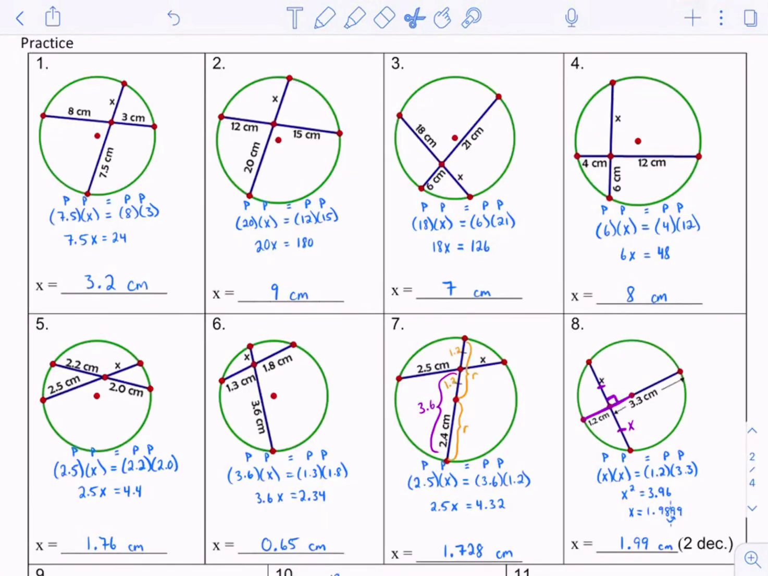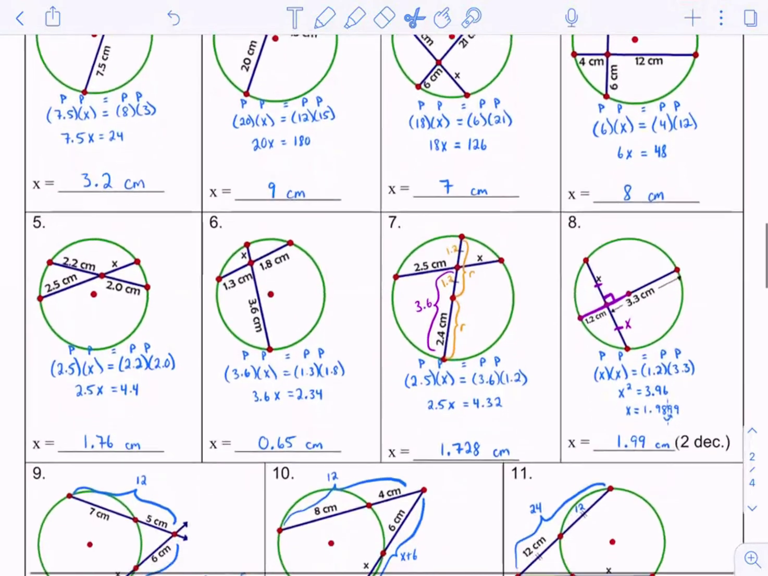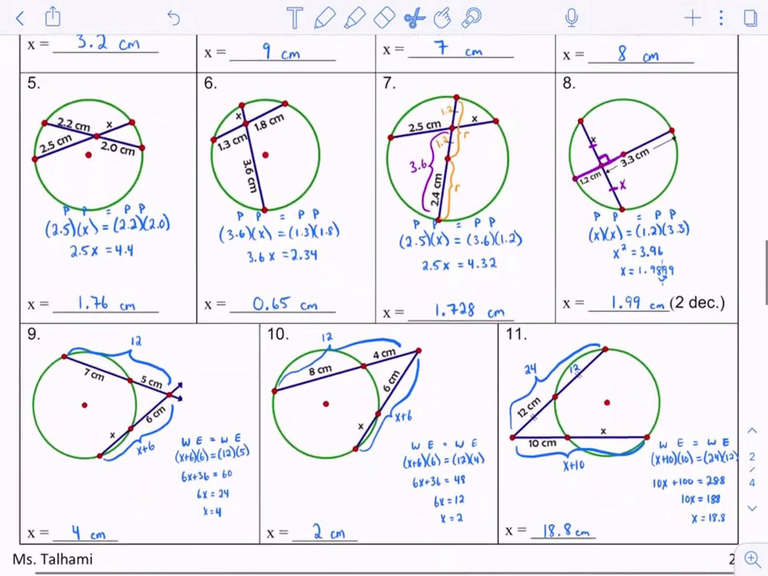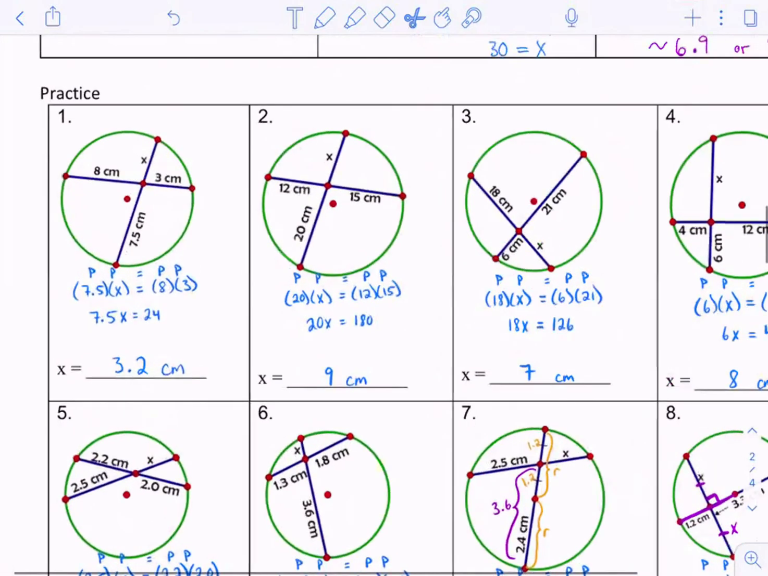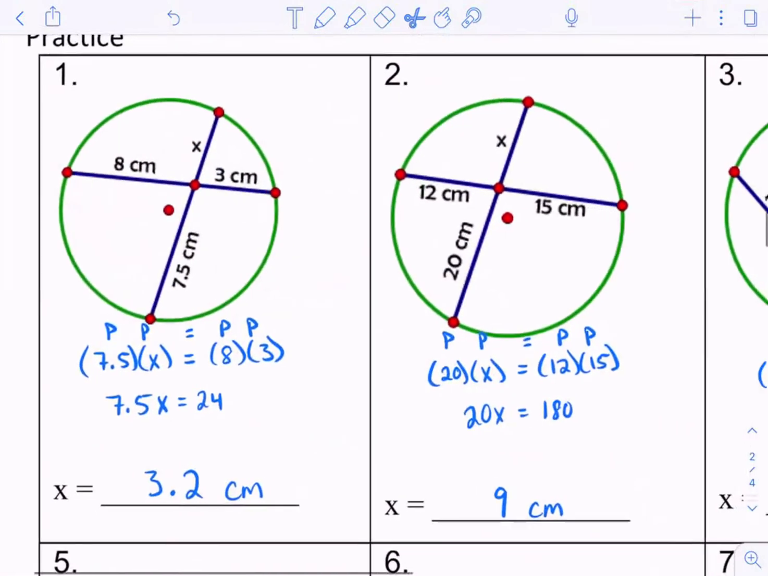Okay, so here are the answers to the practice problems. You can pause it wherever you need to and check the work. I made sure to express in each problem if it's a pee-pee, a wee-wee, or a wet, based on if I have two chords, two secants, or a secant and a tangent. So if you take a look here, all of them are set up. You could pause wherever you need to. I could even zoom in so you could check out all your answers and all the work.